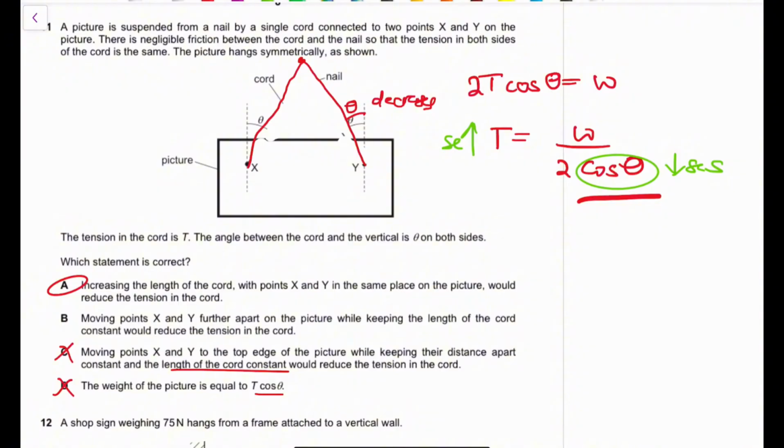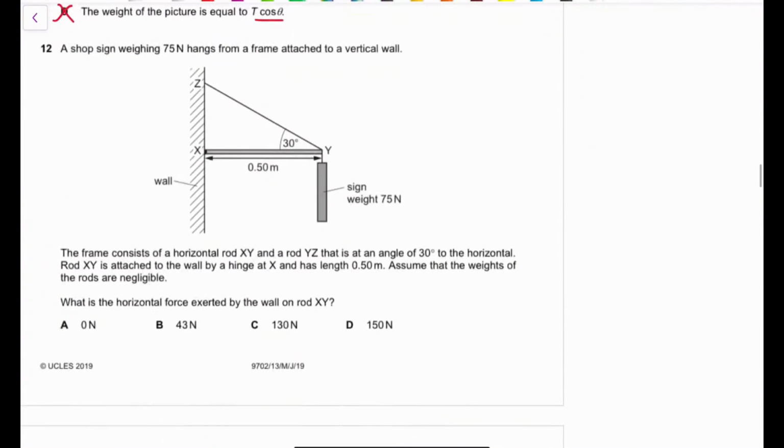But increasing the length is going to decrease the value of that angle theta, and as that angle theta decreases, you're going to increase the value of cos theta, therefore you're going to decrease the tension, and your answer is going to be A. Very important.